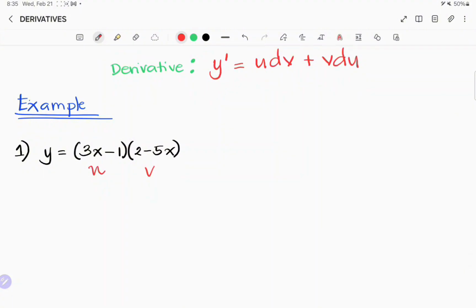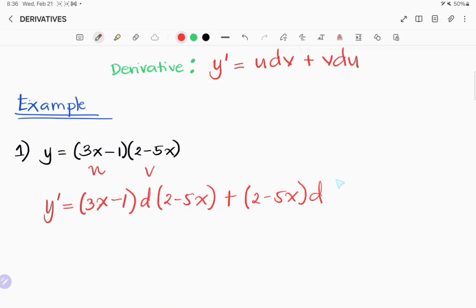From the formula itself, we have to derive y as y prime. So this will become y prime equal to copy u. So our u is 3x minus 1 times the derivative of v, which is 2 minus 5x, plus you have to copy v, which is 2 minus 5x, times the derivative of our u. So our u is 3x minus 1.